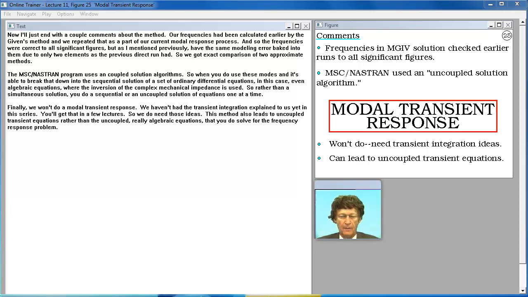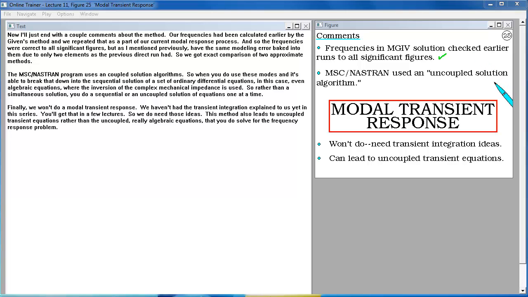Now I'll just end with a couple comments about the method. Our frequencies had been calculated earlier by the Givens method, and we repeated that as a part of our current modal response process, and so the frequencies were correct to all significant figures, but as I mentioned previously, have the same modeling error baked into them due to only 2 elements as the previous direct run had. So we got exact comparison of 2 approximate methods.